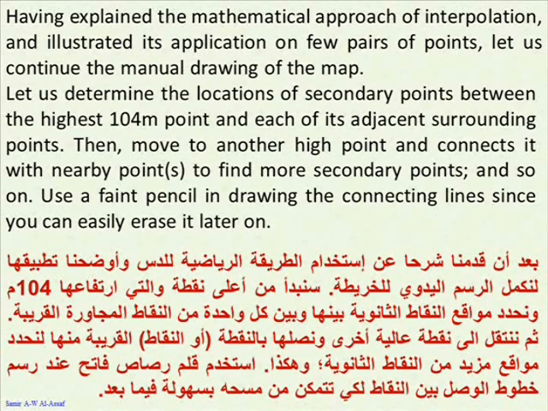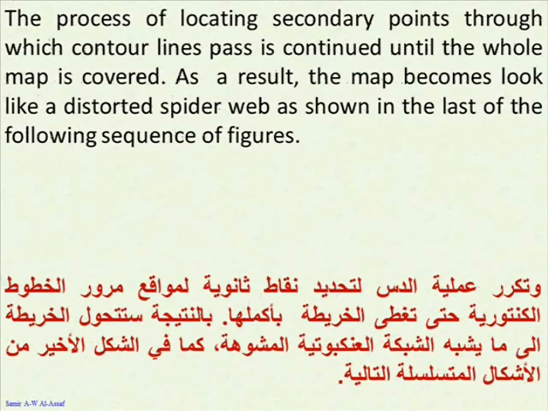Use a faint pencil in drawing the connecting lines since you can easily erase it later on. The process of locating secondary points through which contour lines pass is continued until the whole map is covered. As a result, the map looks like a distorted spider web, as shown in the last of the following sequence of figures.